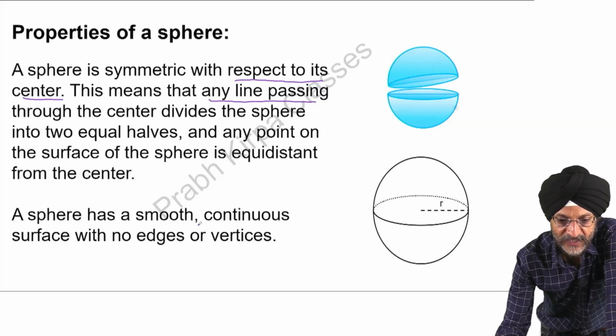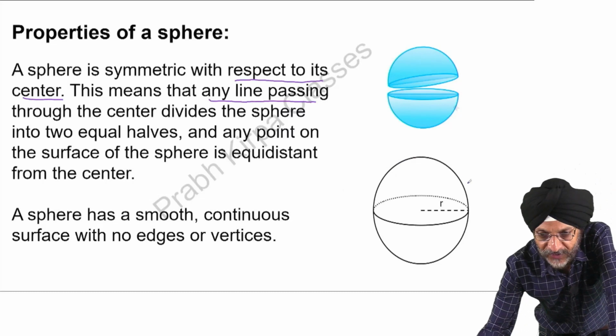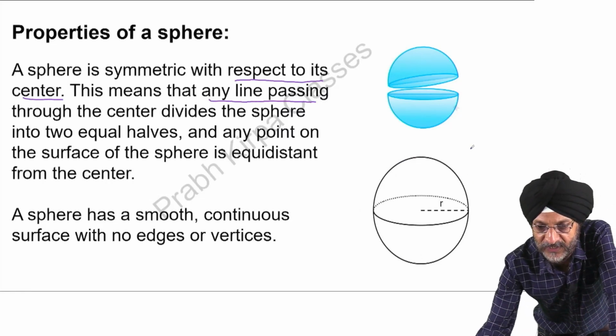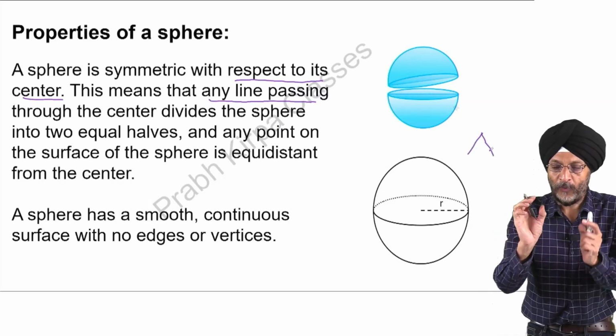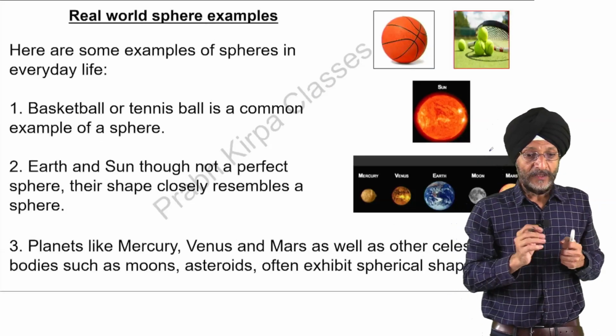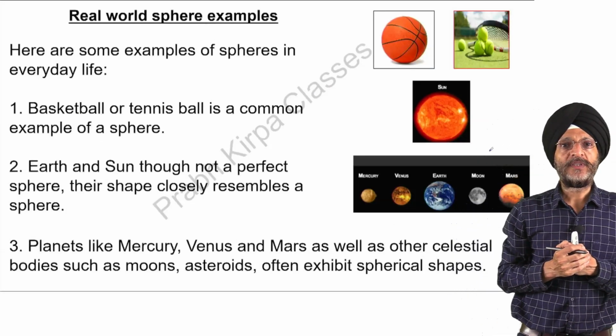A sphere has smooth, continuous surface with no edges or vertices. It means that it does not have such like pointy surface.